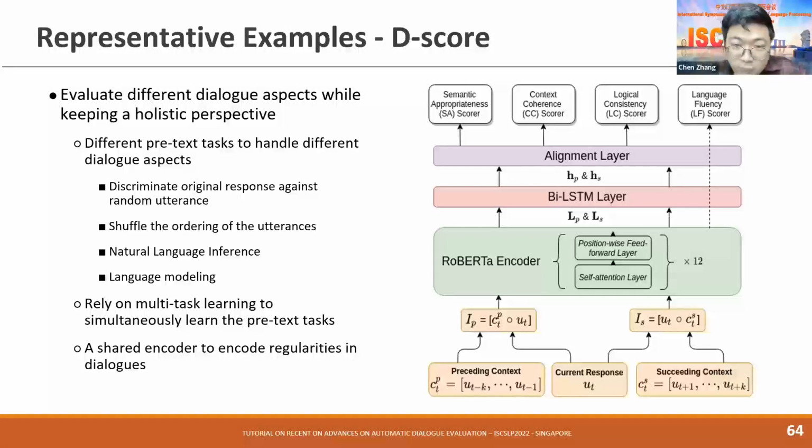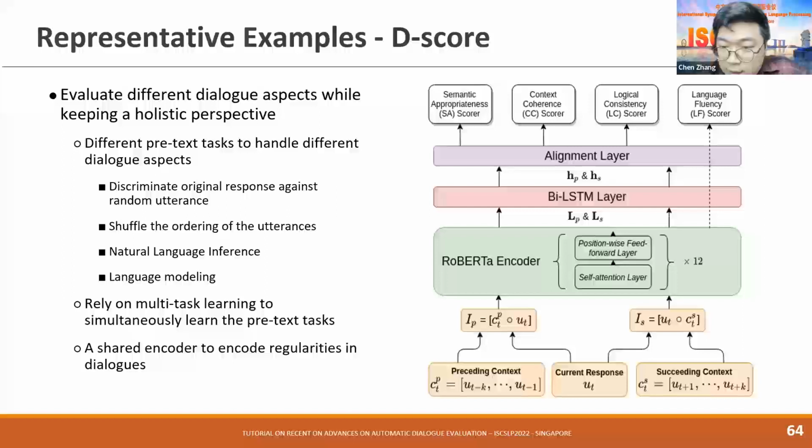Then, with these four pretext tasks, we rely on multitask learning to simultaneously train a model that learns all these pretext tasks. The input to the model is just a sequence of utterances, and we use the RoBERTa encoder to encode all the utterances. For example, this preceding utterance context and the current response are encoded through this RoBERTa encoder, giving one sequence of embedding vectors.